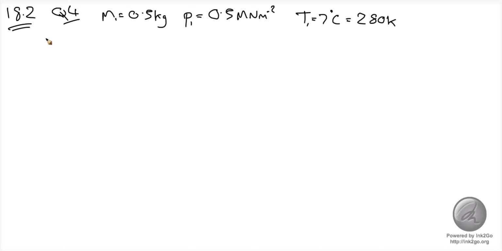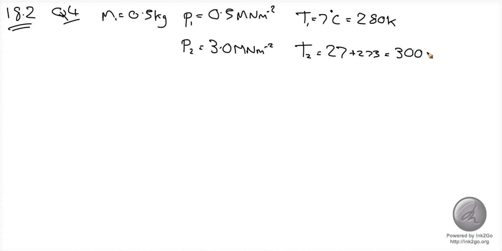To raise its pressure, so pressure 2 is 3.0 meganewtons per square meter. At a temperature, T2, of 27 degrees C, which is 300 Kelvin. So we don't know M2.